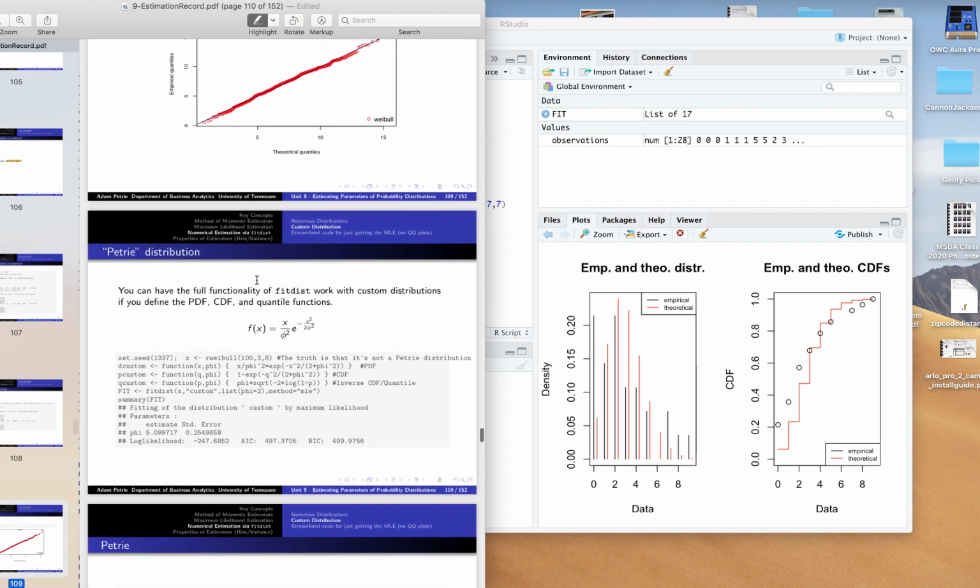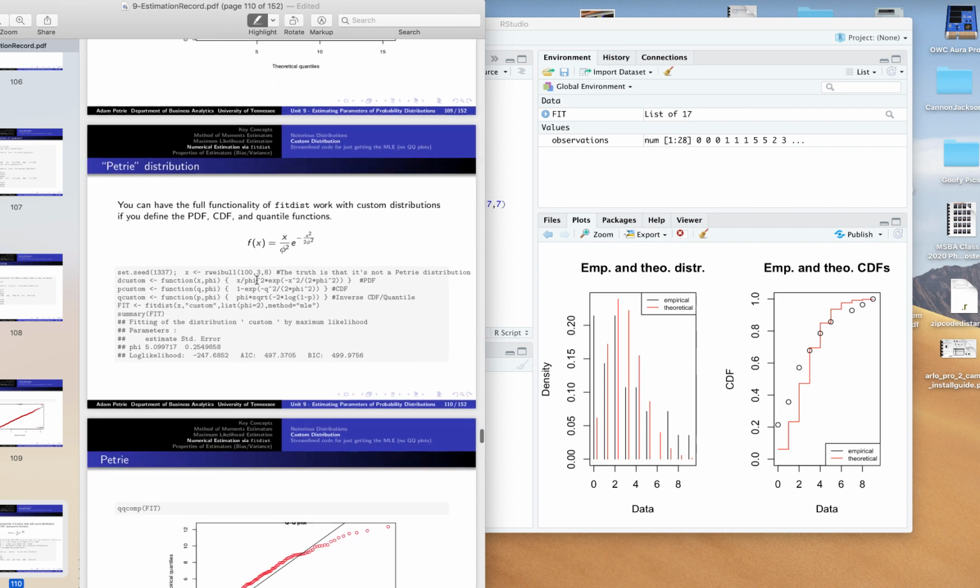Now, what's fantastic is that you can even define your own custom distributions and have fitdist do the same sort of thing. Now, the procedure at least is going to depend a little bit on what you want out of the fit. If you just want the MLE estimates, it's very easy. If you want to make these plots, that's going to require you to do a little bit more work. And so let's talk about the easy case where we just want to get the MLE out of it.